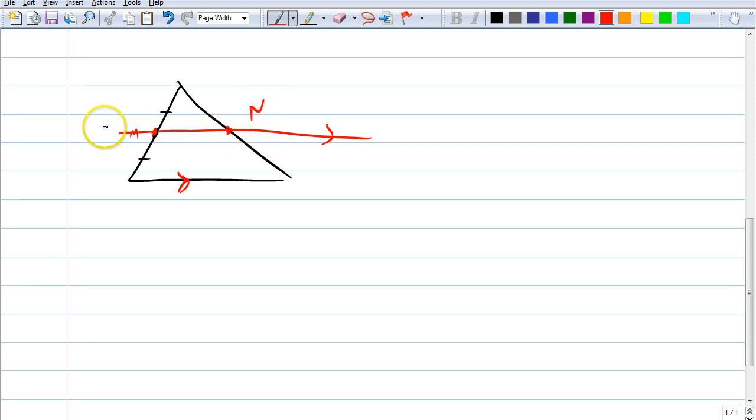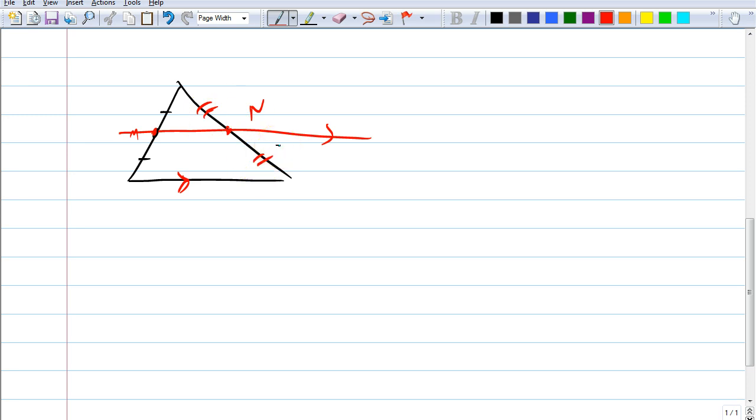So I have a point M, the midpoint of this side. It is parallel to the base. What do you think N will be? Anybody want to guess? Tony? The midpoint of the side. Very right. Turns out if you do this, N will be the midpoint.